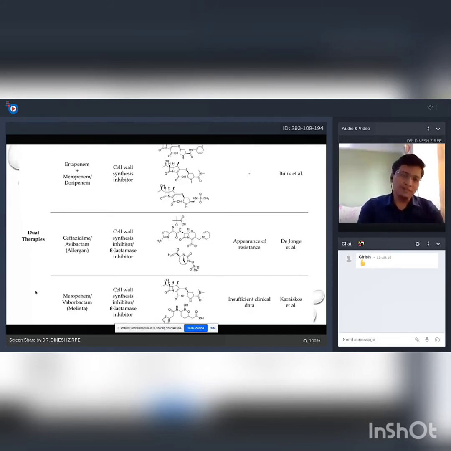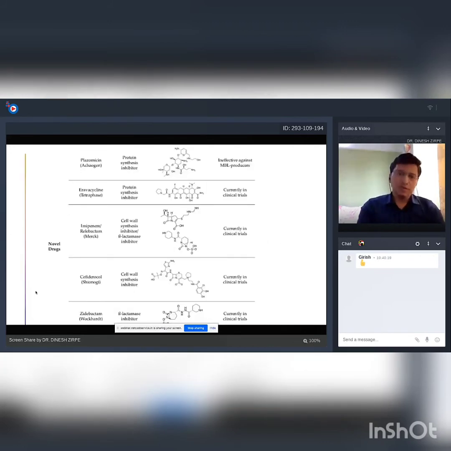Other options are ceftazidime-avibactam. As I told, there is resistance also, but this is a non-beta-lactam beta-lactamase inhibitor, which is a good thing about it. And then meropenem-vaborbactam. Other novel drugs are plazomicin, eravacycline, imipenem-relebactam. Not all drugs are available here. Most of them are in current clinical trials, and our major issue is that we don't have many clinical trials going on so that we can try them.